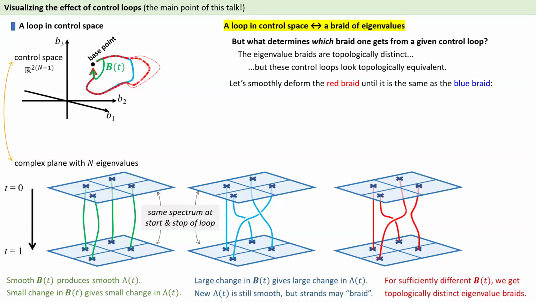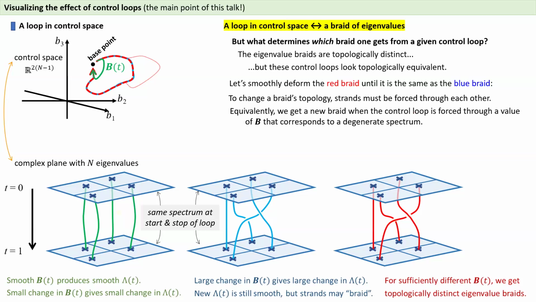And up here, I've shown a notion of what the control loop is doing to go from a control loop that gives you this to a control loop that gives you this. And the important point is that to change the character of a braid, you have to push two strands through each other. That's what changes the braid topology. And if you ask what that is, at the point that they're touching, that means you have two eigenvalues that are exactly equal. You have a degeneracy. So that now provides an answer as to what distinguishes these loops. There has to be a point of degeneracy in between them.